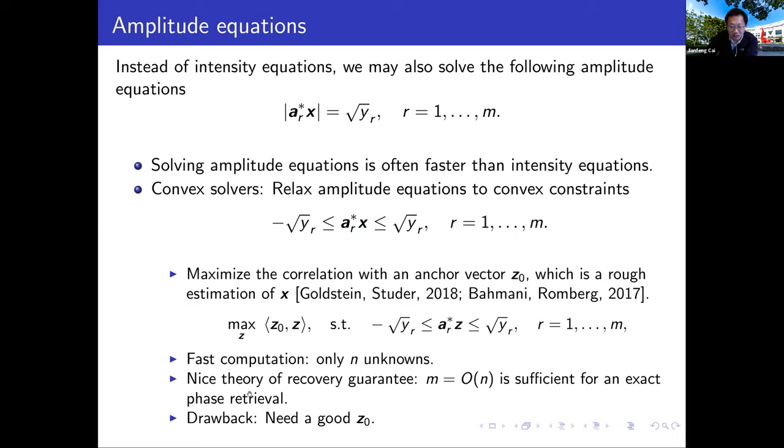And also there is a nice theory for the recovery guarantee. M equals order of n is sufficient for an exact phase retrieval. But the main drawback is that we need a good z0. The constant here depends on this z0. If this z0 is good enough, of course we get a very small constant, but if this z0 is not good enough, then this constant will be very, very large, right? In the extreme case, this constant might depend on n, and then this O(n) will not be a real order of n, right? Okay, so these are the convex solvers.